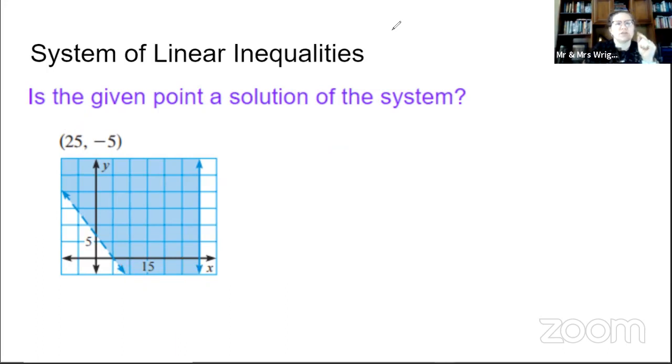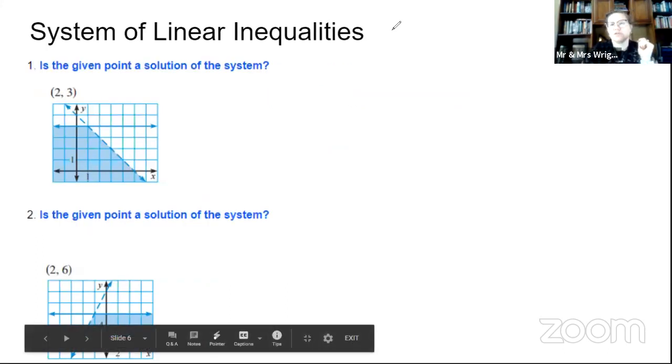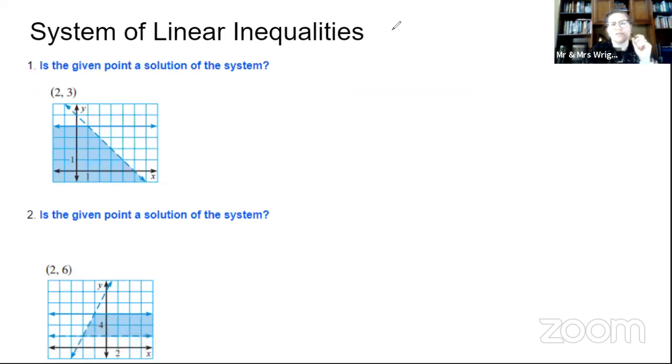All right, I've got 2 more for you. I want you to go ahead and try these on your own. Pause the video and give it a shot. Welcome back. So the first one is the given point a solution to the system, 2, 3.